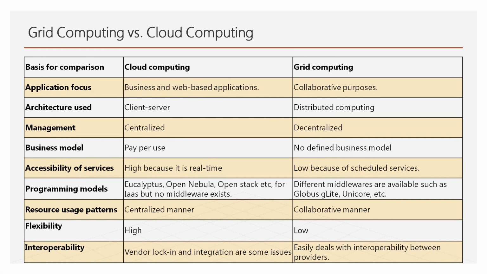Accessibility of services is high because it is real time, and in grid computing it is low because it is scheduled services. For programming models, there are multiple examples available, such as OpenStack for infrastructure as a service, where no middleware exists, while in grid computing different middlewares are available, such as Unicore, for example. Resource usage pattern is centralized in cloud computing, and in grid computing it is collaborative because you require multiple resources from various locations from different providers. So operations are performed in a collaborative manner.